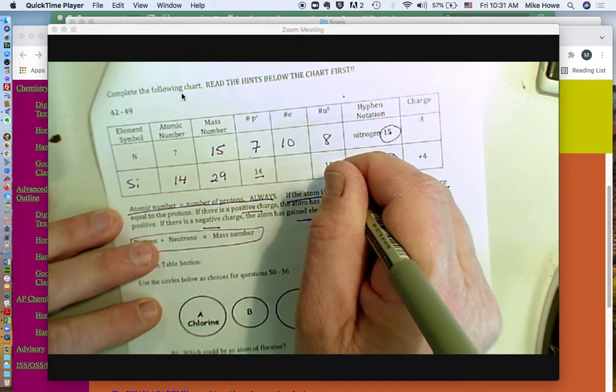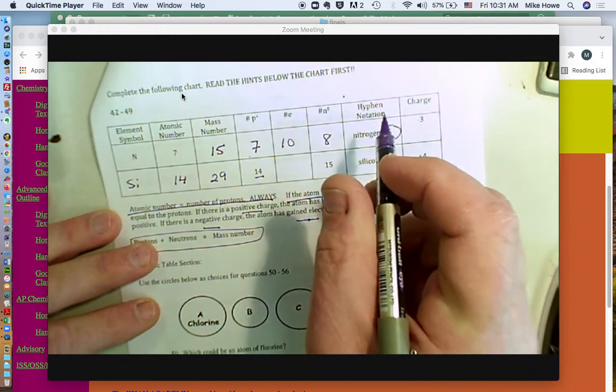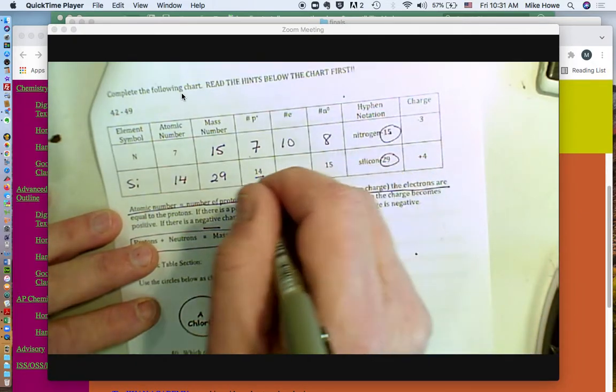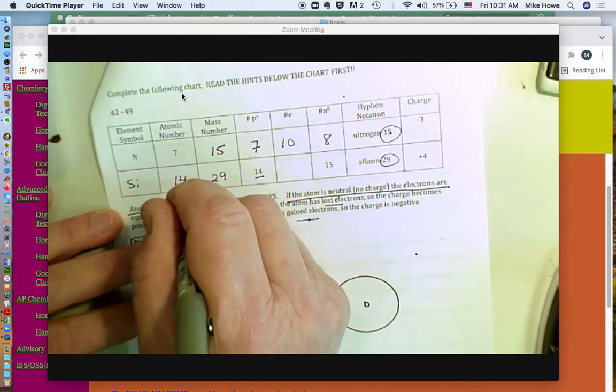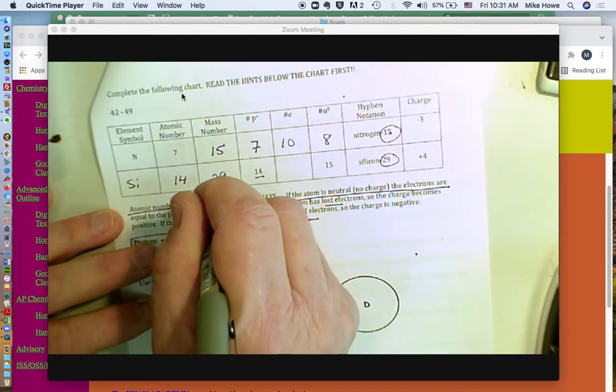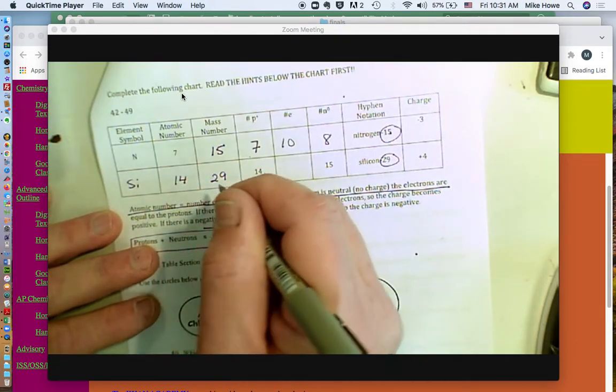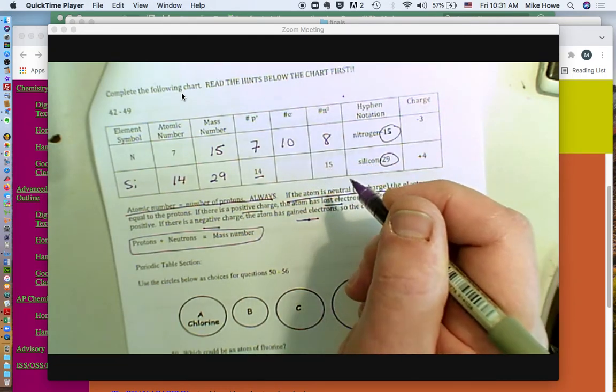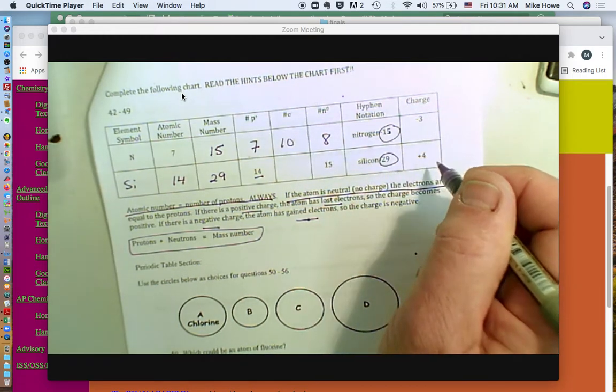Neutrons are 15. But we don't have to figure that out. You could if you wanted to, though, because you know 29 is their mass number, and you got 14 protons. So 14 plus something has to equal 29. That would be 15. And the electrons here, we have a positive charge.